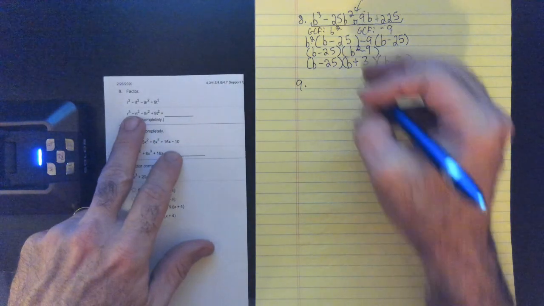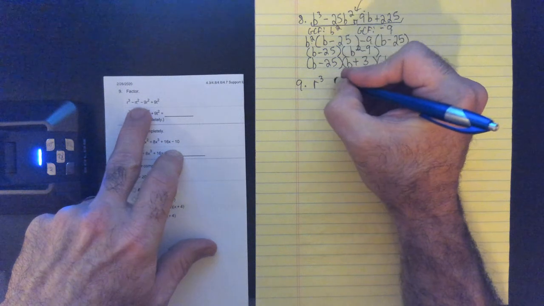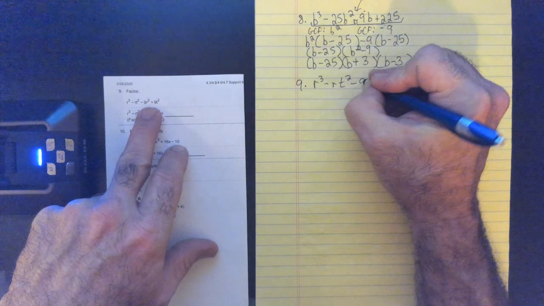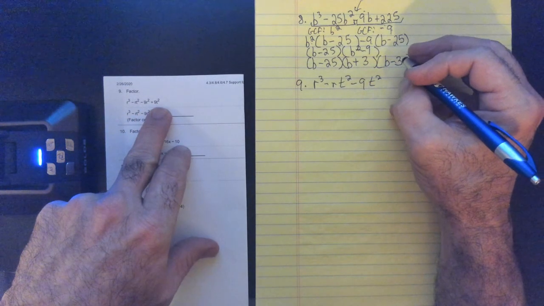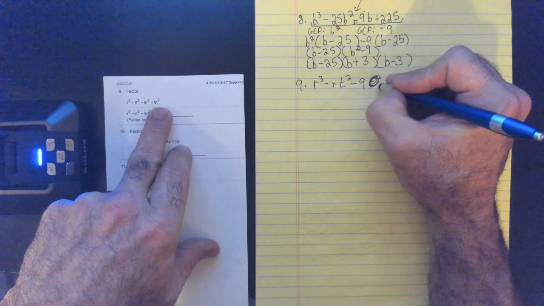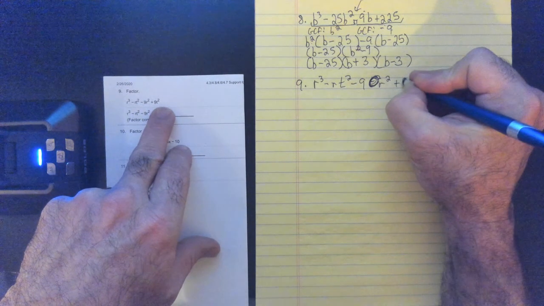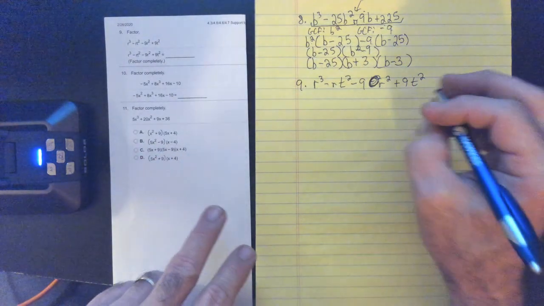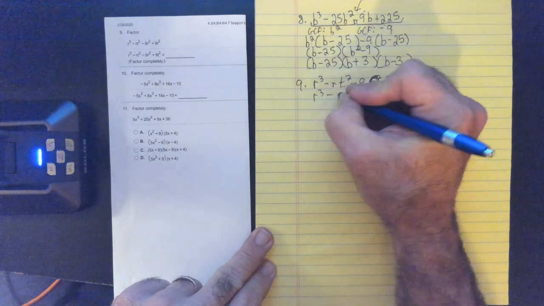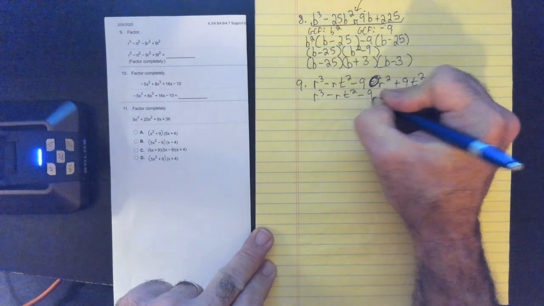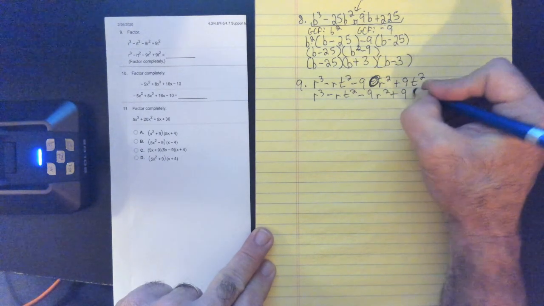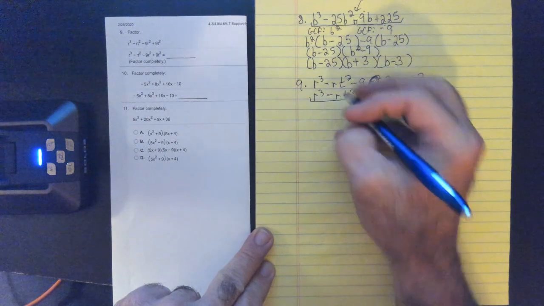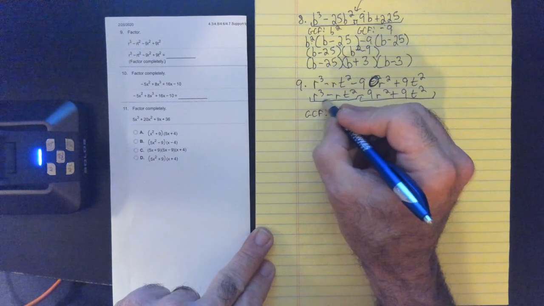Alright, so let's see what I got. I got an r to the third minus rt squared minus 9r squared plus 9t squared. Alright, so I'm in order now. So let me write that. r cubed minus rt squared minus 9r squared plus 9t squared. So 4 terms, so I'm going to factor by grouping. GCF of the first 2 terms is just an r.